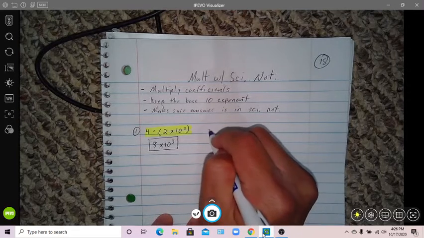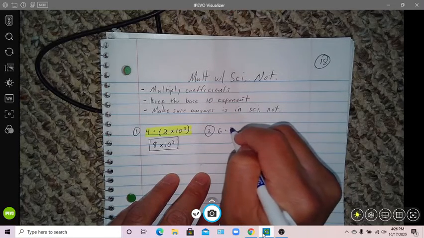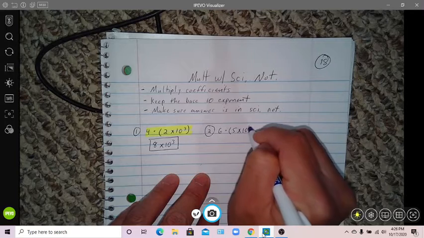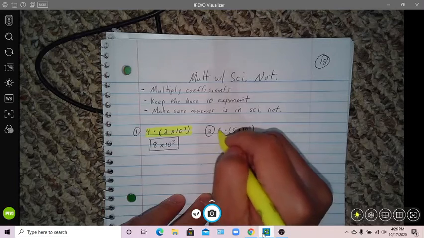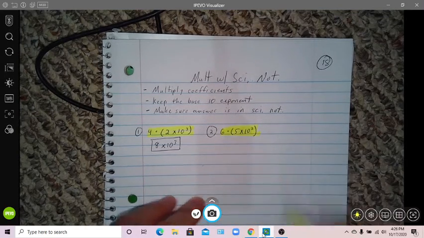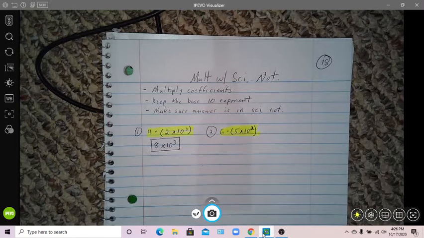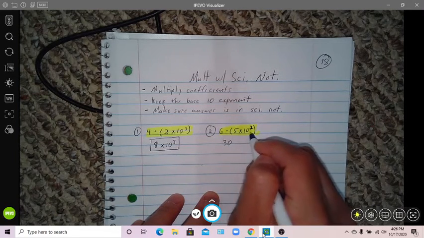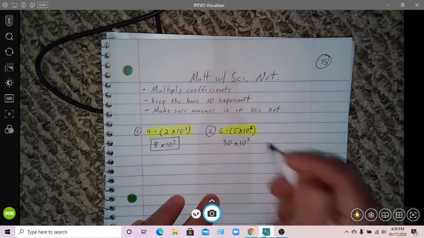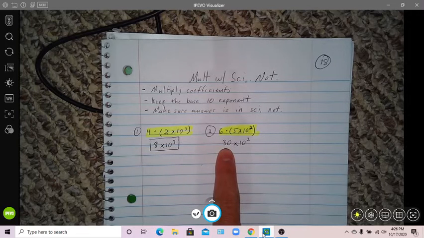All right, number 2. Let's do 6 times 5 times 10 squared. So this is what the problem looks like, a small 2 there, exponent of 2. Let's do this one. 6 times 5 is 30. Then keep the base 10 exponent, times 10 squared. But if you put this into IXL, it'll say it's wrong. 30 is not between 1 and 10, so it's not in scientific notation.